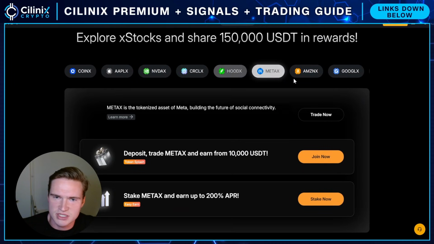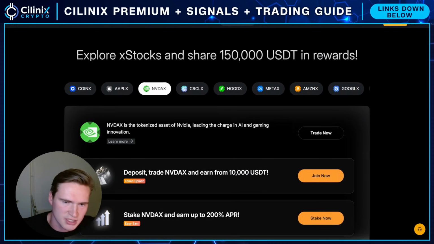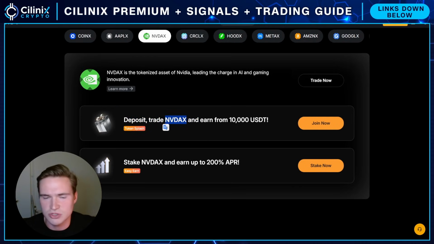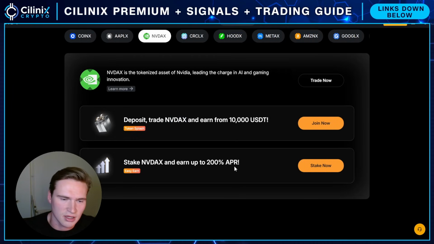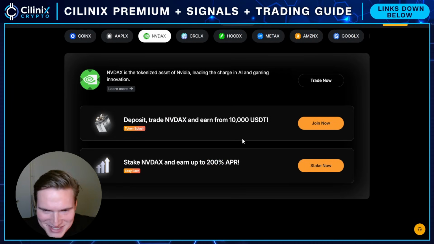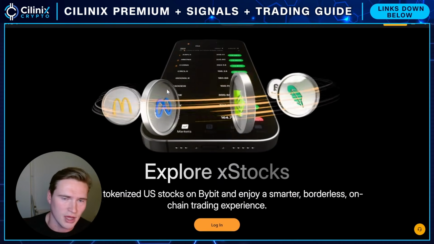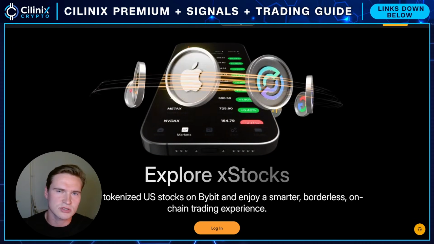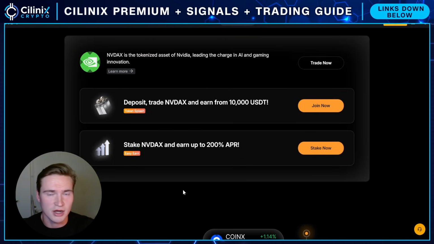You can see all of these different assets, these different stocks you can trade. And right now you can also deposit, trade Nvidia X, for example. So that would be the tokenized version of the Nvidia stock. And there's some amazing promos where you can stake it and earn up to 200% APR, which is crazy. But they're also doing a token splash where you can just trade Nvidia X, and if you're making a certain amount of volume, you actually get rewarded as well. So not only is Bybit, in my opinion, already one of the best venues to trade these X stocks, but outside of that, they also have some very nice campaigns right now to get you some free money.